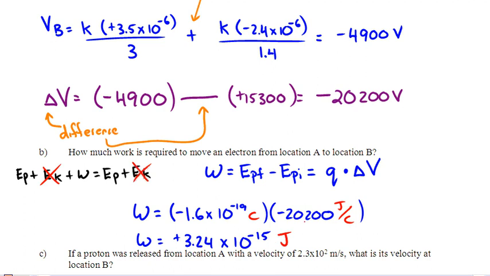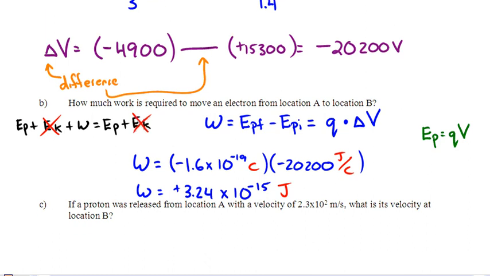So we've used this idea in the middle of this question that if potential energy is Q times V, then change in potential energy is Q times change in V. So we've used part A to help us go through part B in a nice quick way. Part C: if a proton was released from location A with a speed of 2.3 times 10 to the 2, so 230 meters per second, what's the velocity at B?